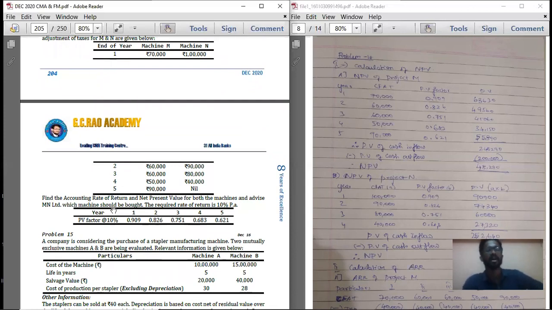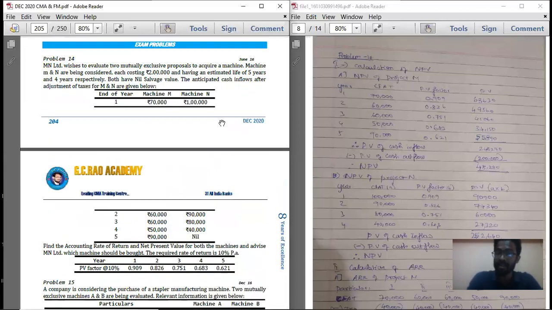Next, find the accounting rate of return and NPV, that is net present value, for both the machines, and advise MN Limited which machine should be bought. So clearly understand what they have asked. They have given two machines, M and N, which have different life estimates: for machine M 5 years, for machine N 4 years.